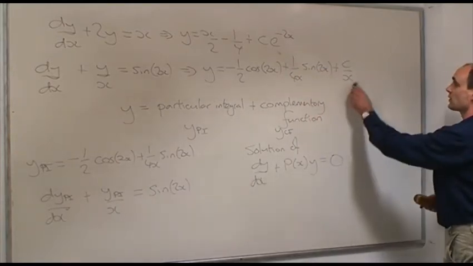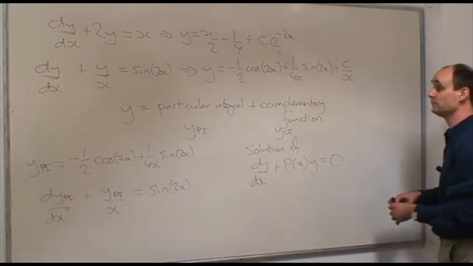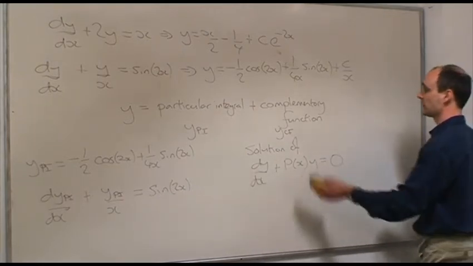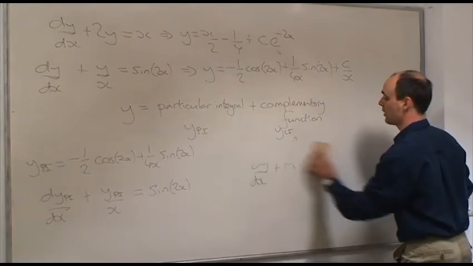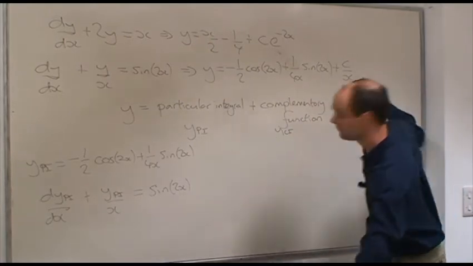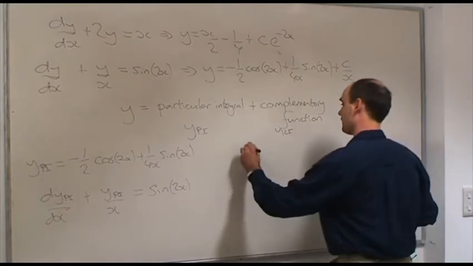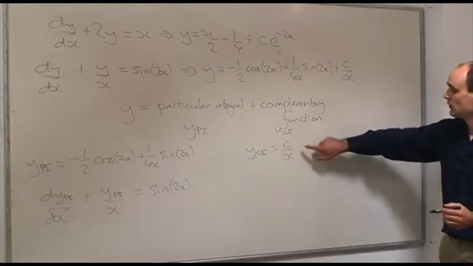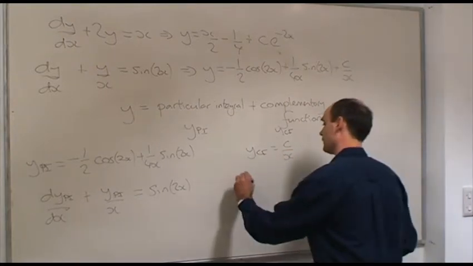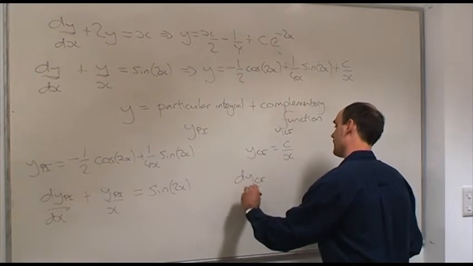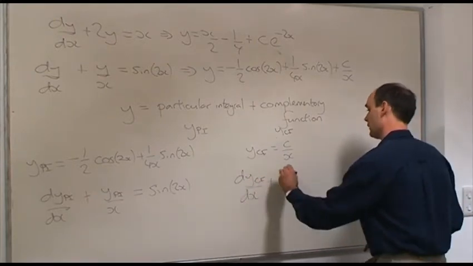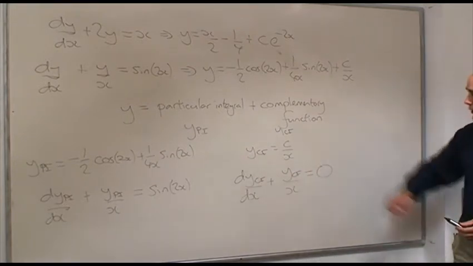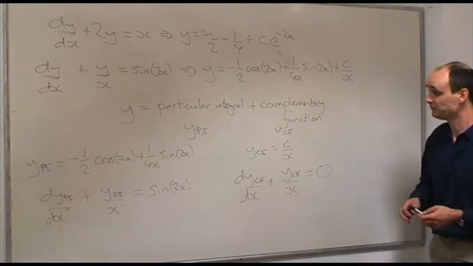And the complementary function is this bit with the integrating constant in. And so that's a solution of dy by dx plus p of x y is equal to 0. So in this particular case, our complementary function in this example is ycf is equal to c over x. And again, if you differentiate this, you can satisfy yourself that dycf by dx plus ycf over x is equal to 0. You just have to differentiate it and put it in there.